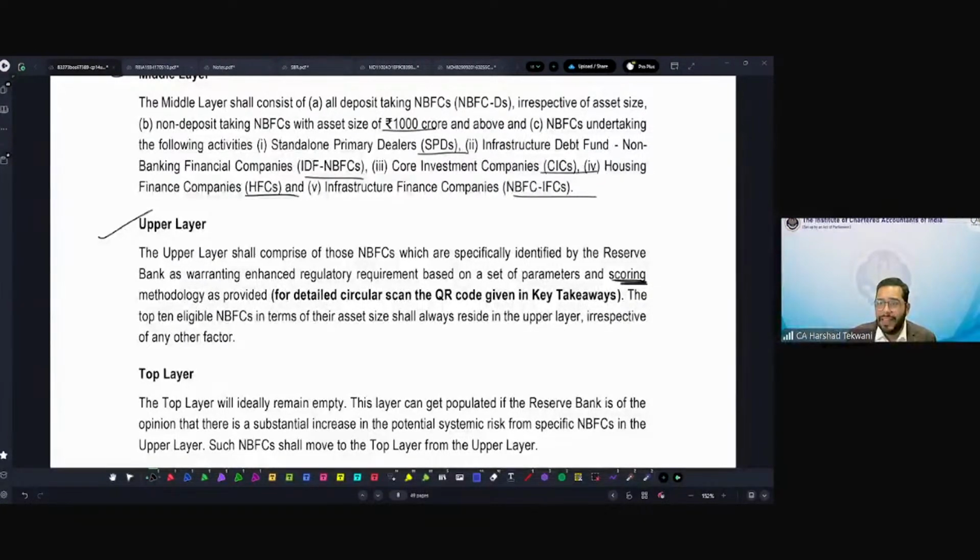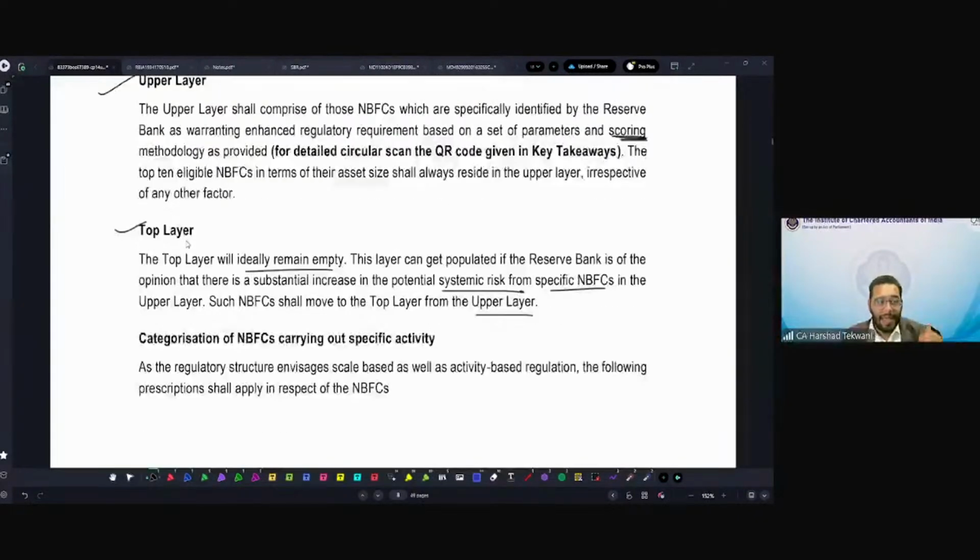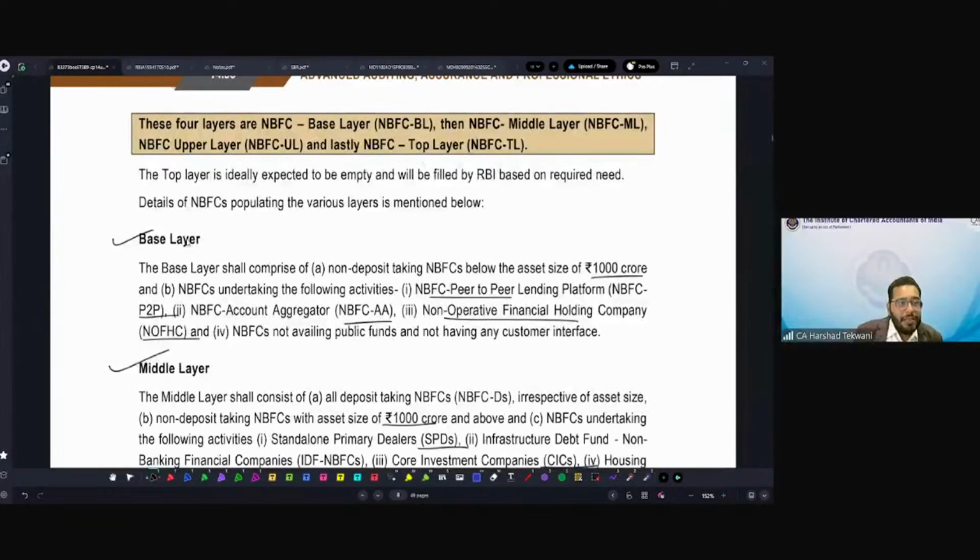Then we discussed that after scoring, there's a top layer. The top layer usually remains empty, but if there is a systemic risk from a specific NBFC, pick up that NBFC from the upper layer and put it in the top layer for monitoring. This is the layer based classification. This is known as BL base layer, middle layer ML, upper layer UL, and top layer TL.